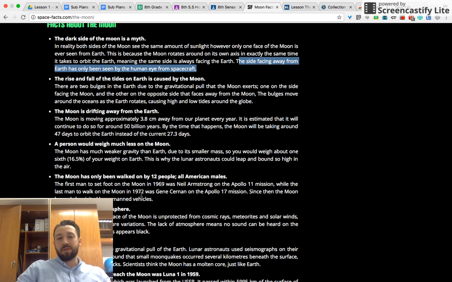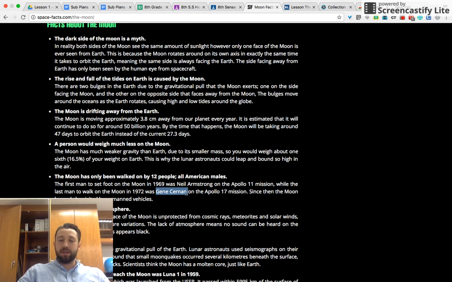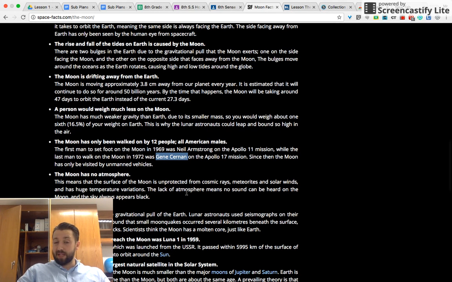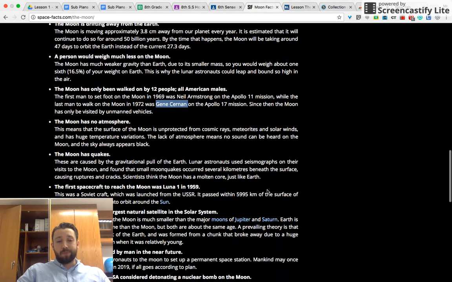The moon has only been walked on by 12 people, and they were all American males. We have not visited there since 1972, and the last person to go was Gene Cernan. He actually just passed away last month. The moon has no atmosphere. That's why it's very cold and very hot, and there's no sound that can be heard, and the sky always appears black. What else is important?